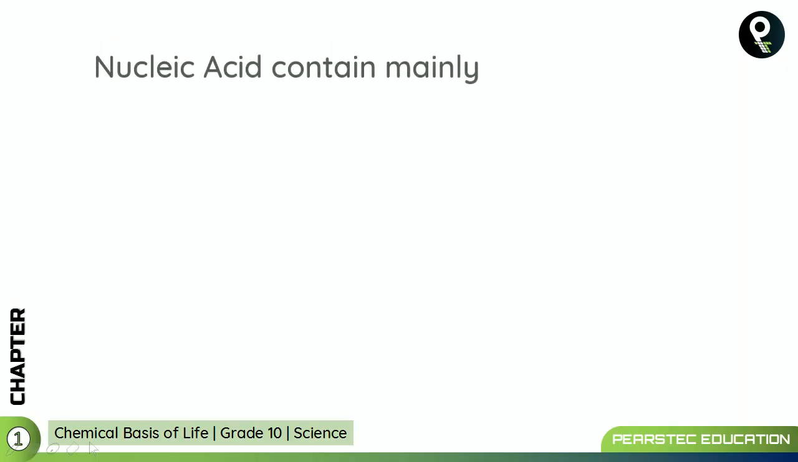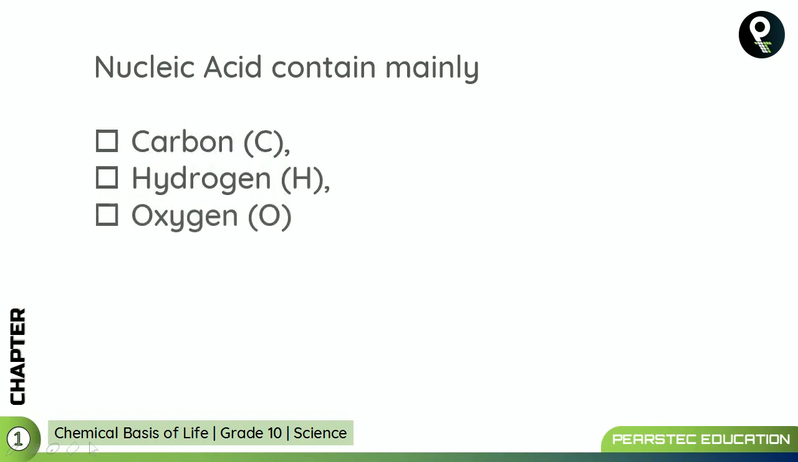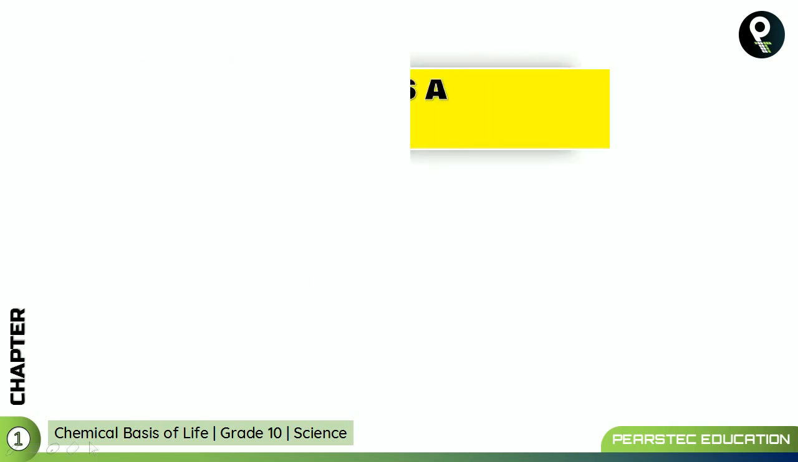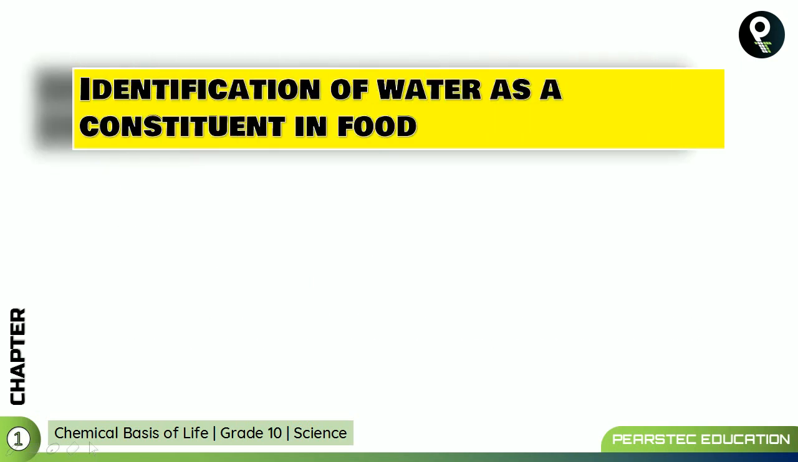Nucleic acid contains mainly carbon, hydrogen, oxygen, and nitrogen. These are the main things that nucleic acid has. So we will conduct the below mentioned activities to confirm the presence of those elements. The first test that we are going to do is identification of water as a constituent in food.